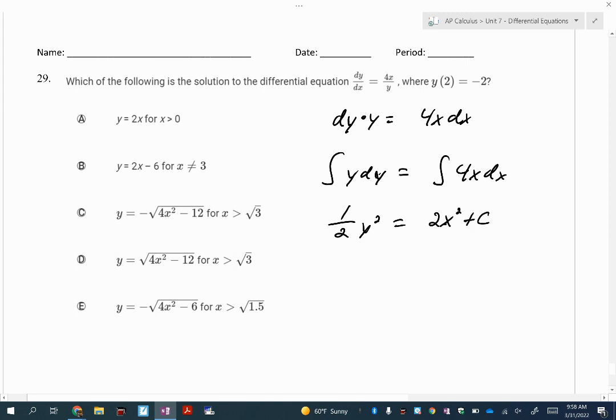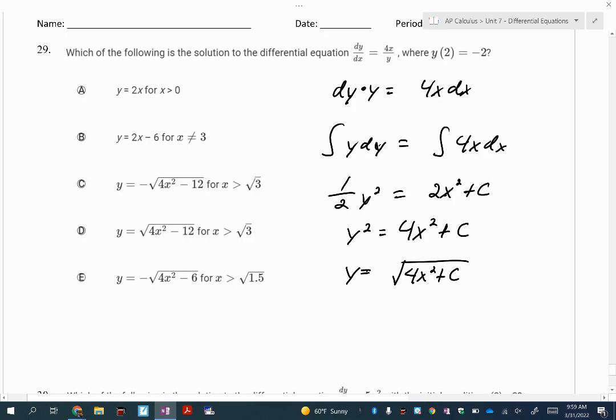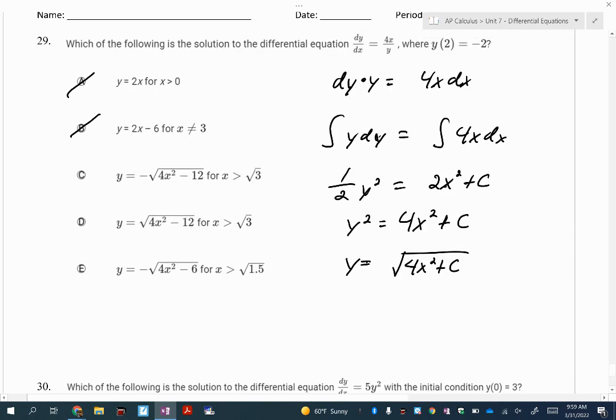You'll notice the derivative of that would be 4x. Move the 1/2 over by multiplying by 2 to get 4x squared plus c, and then take the square root of both sides. So you get the square root of 4x squared plus c. So when I look at my answer choices, I already know I'm going to have the square root in it.